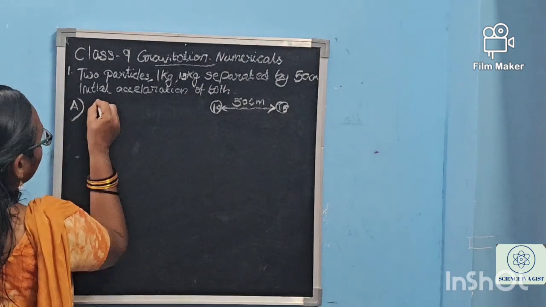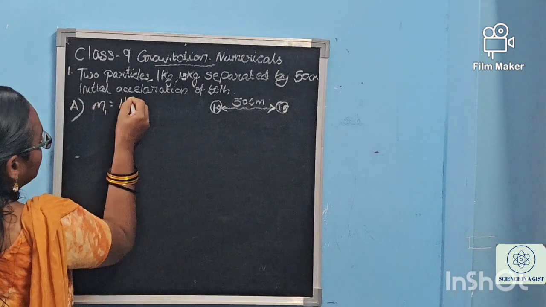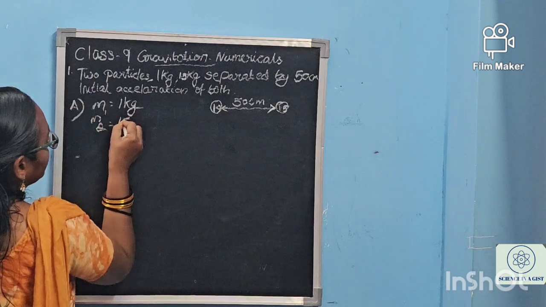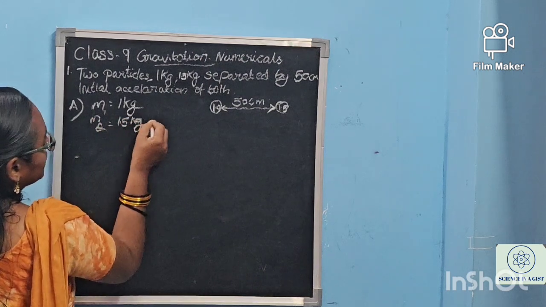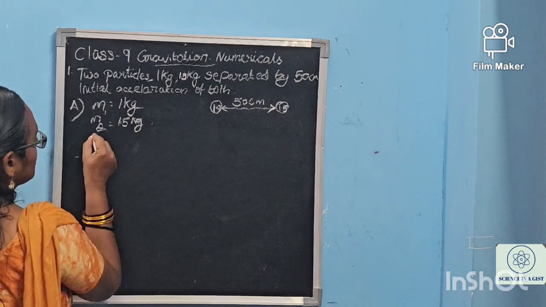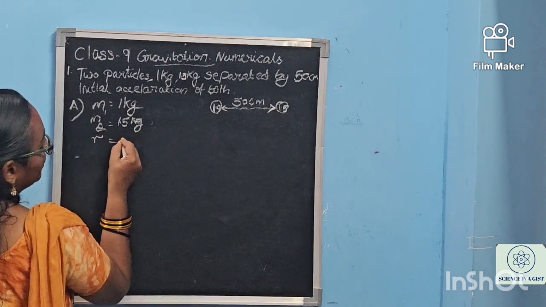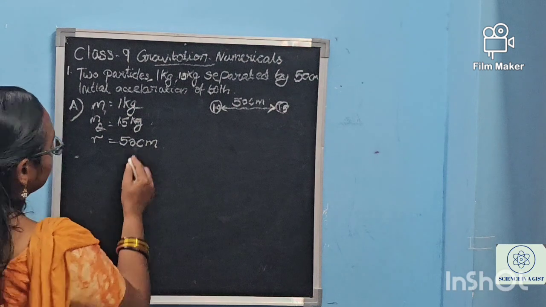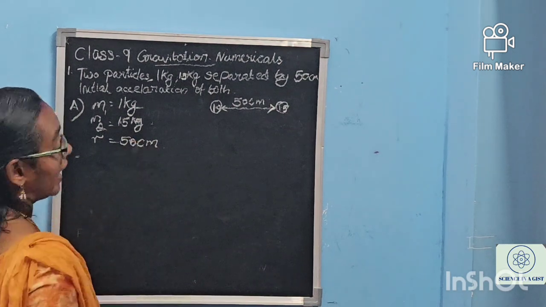Now you have to write the terms which we know. What are they? M1 is 1 kilogram, M2 is 1.5 kilogram, separated by distance d or r equal to 50 centimeter. These are the ones which have been given.